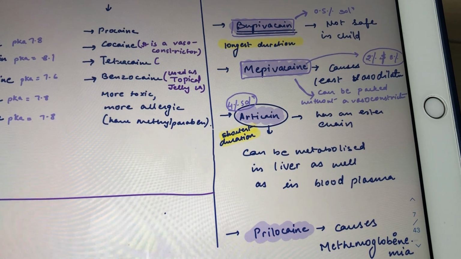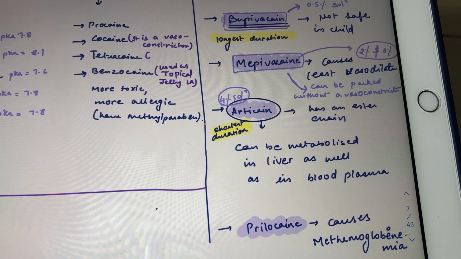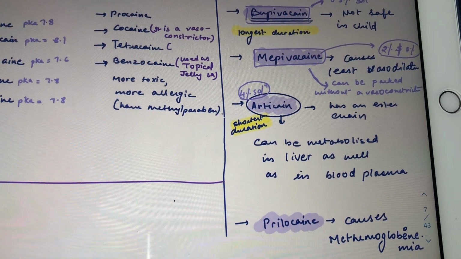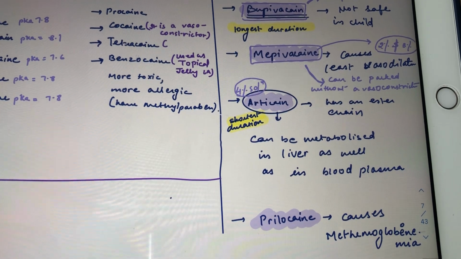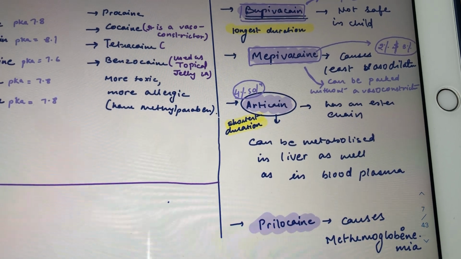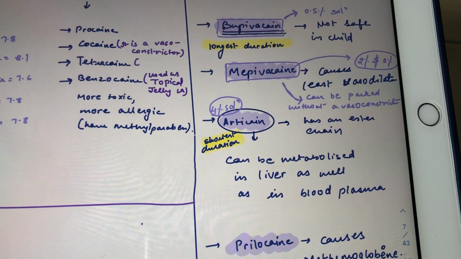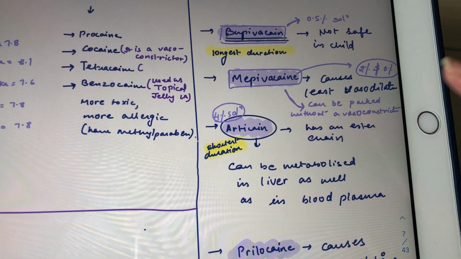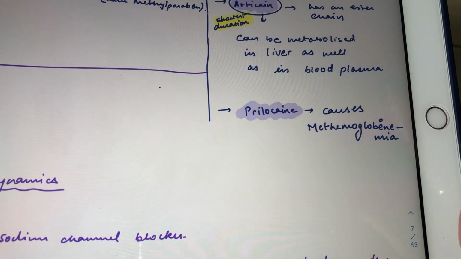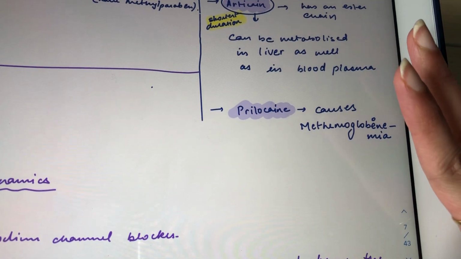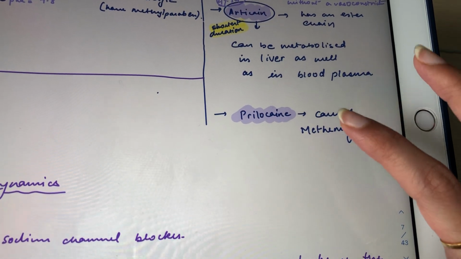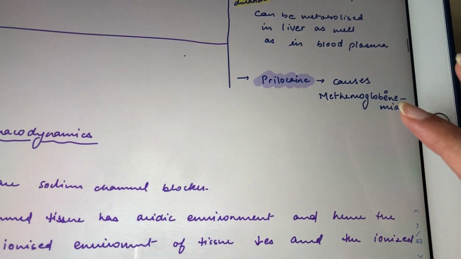Now, if the question arises which local anesthetic can be metabolized in the liver as well as in the plasma, the one is articaine, but it is the shortest acting and the solution required is 4%, so it is used in very selective conditions. Now the last one is prilocaine. Prilocaine is important because the question asked regarding prilocaine is that it causes methemoglobinemia, and this question is asked so many times.